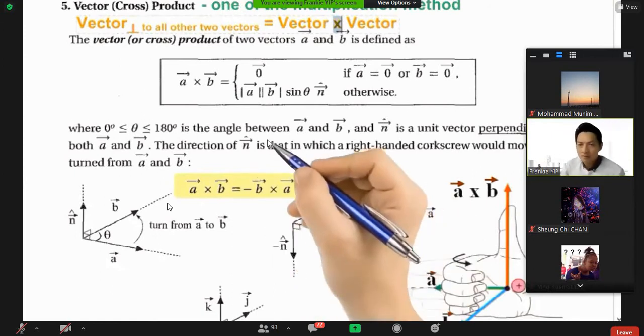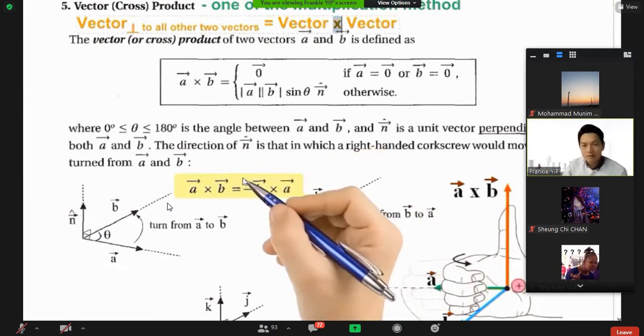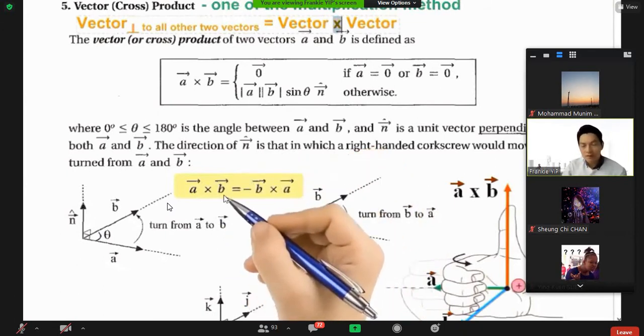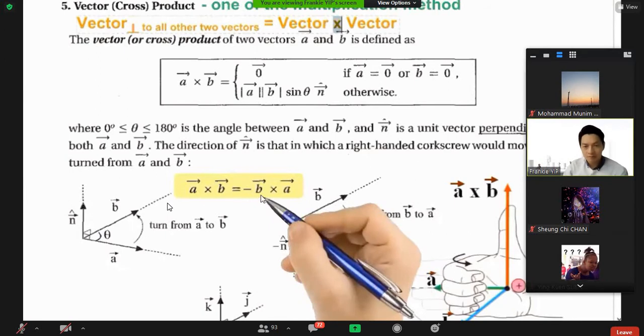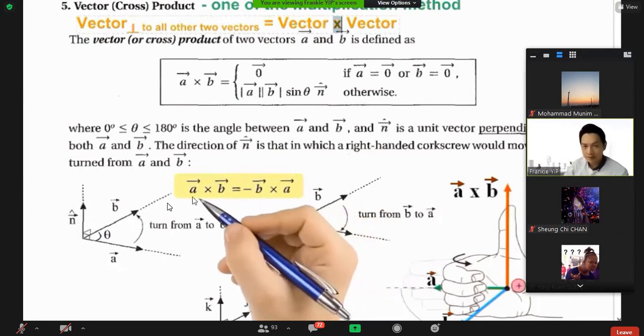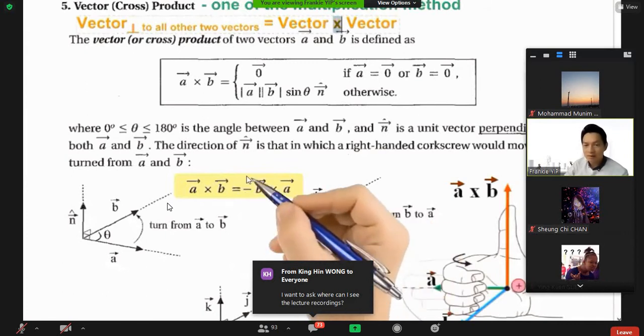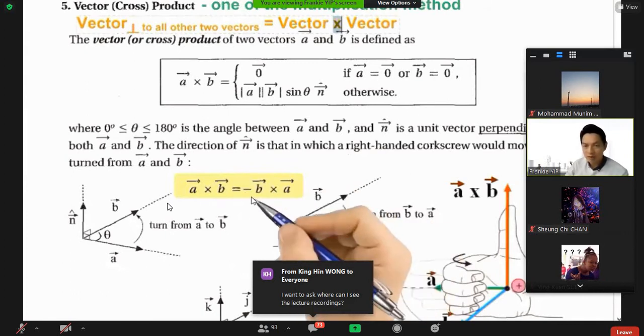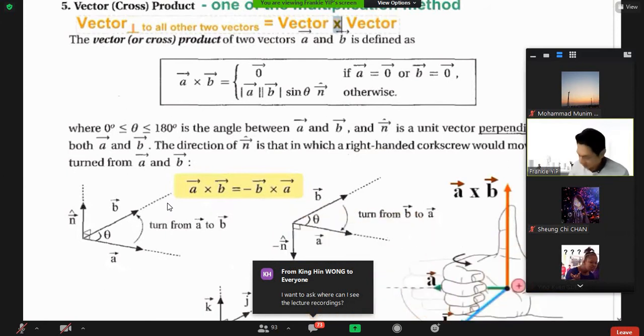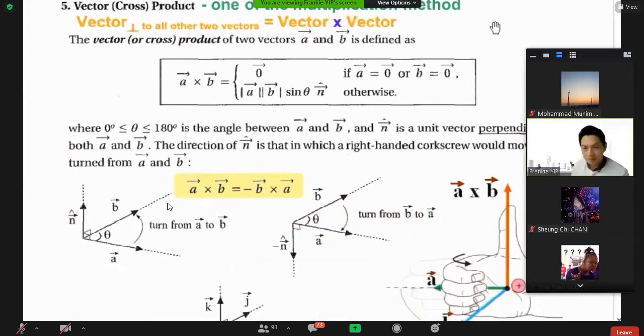Got it? So remember, dot product, no matter A dot B or B dot A, they are the same. But for the cross product, they are different. A cross B does not equal B cross A, but the vector is reversed. So we need to add the negative sign for the cross product. Got it? Okay. Finish this part.